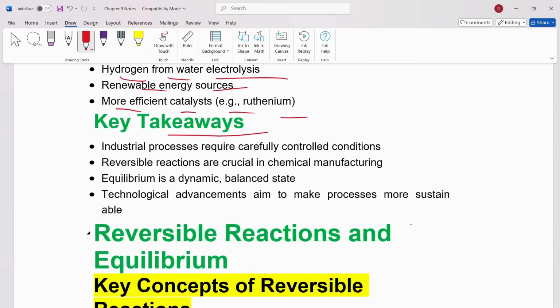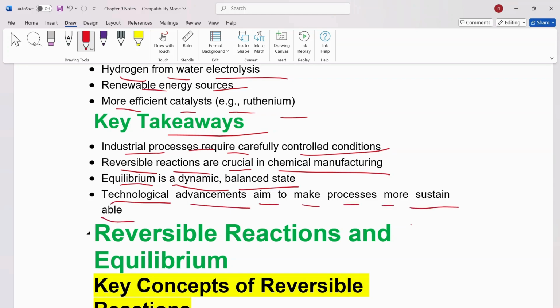Key takeaways here: industrial processes require carefully controlled conditions. Reversible reactions are crucial in chemical manufacturing. Equilibrium is a dynamic, balanced state. Technological advancements aim to make processes more sustainable.